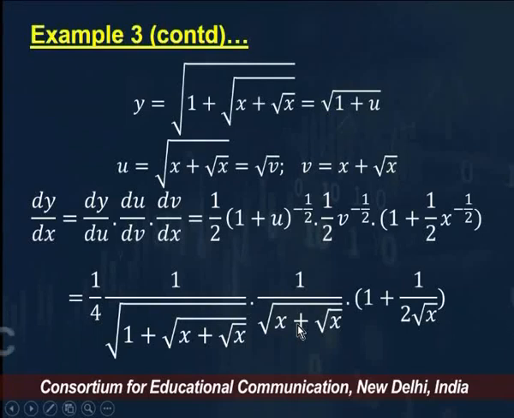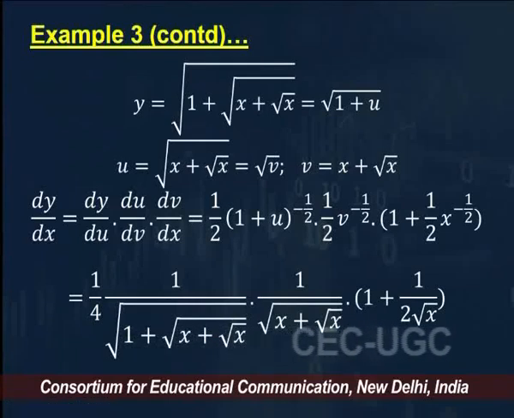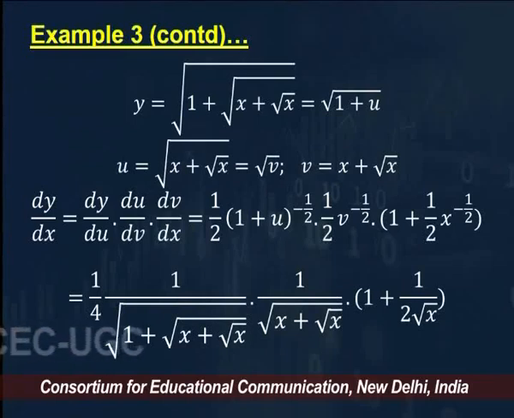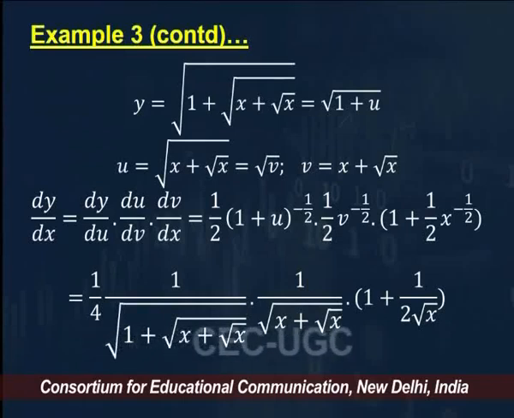and that is then multiplied by v to the power minus half, which is nothing but 1 divided by root x plus root x times 1 plus 1 by 2 times square root of x. So this is to illustrate how we can apply the chain rule even more than once, or any number of times depending on the situation where this kind of a rule works. So it makes things quite tractable.